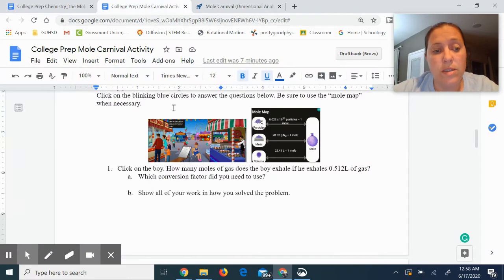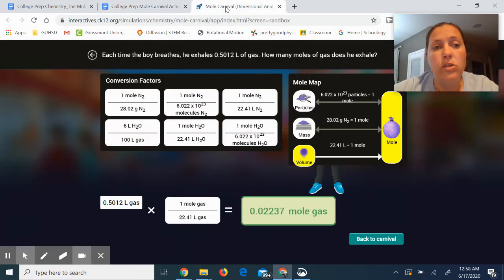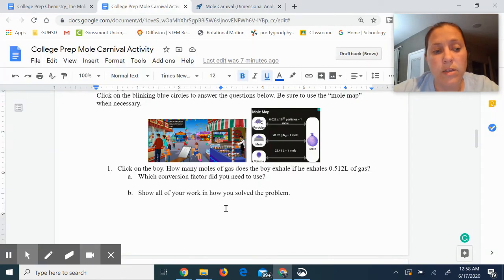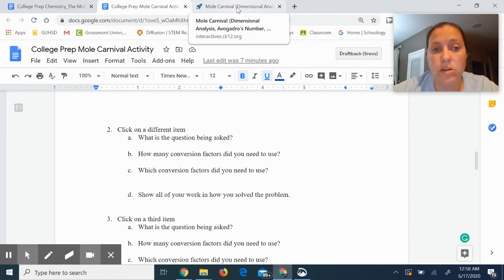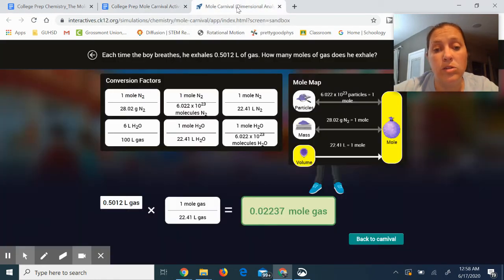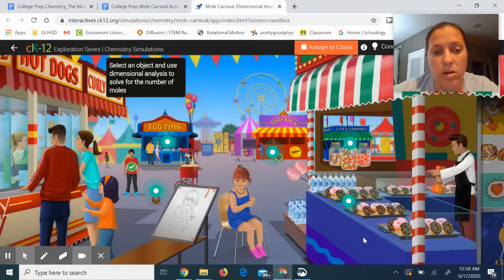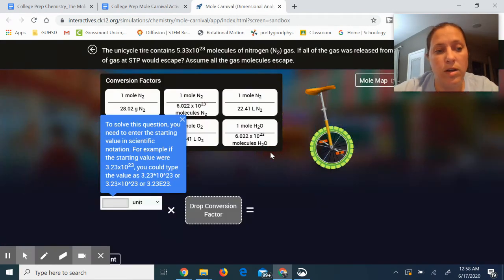The next question is, show all of your work and how you solved the problem. So then I'm going to copy down all of this information right here, okay? And then I'm going to go to my next set of questions. It says, click on a different item. What is the question being asked? How many conversion factors did you need to use? So in some of these, you're going to need to use two. I'm going to go back to the carnival, and maybe I want to click on this unicycle right here, okay?